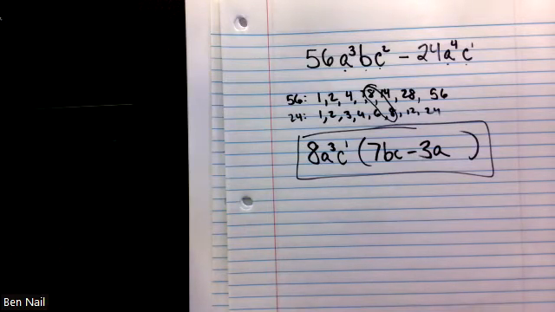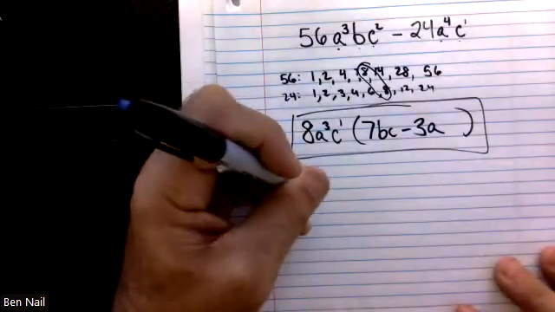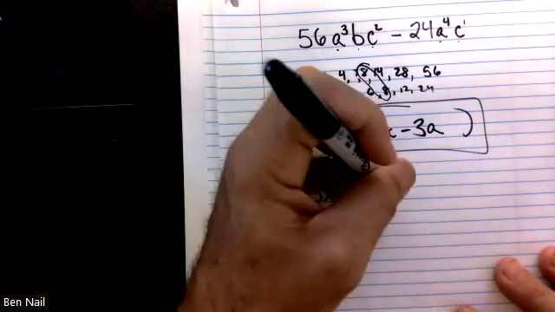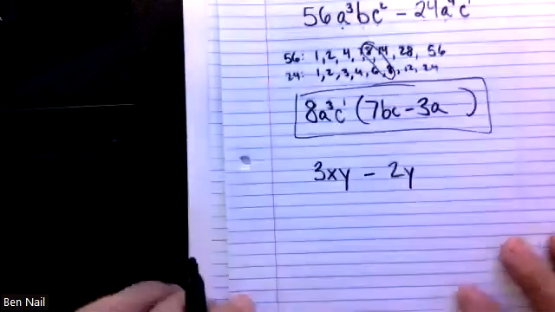Now, there are lots of things they can do to make this trickier. They can give you bigger numbers. They can give you more terms. They can give you more variables. They can make this tricky in a lot of ways. Another thing that they will do is give you a quantity. So, for example, I just kind of want to show it this way. Let's say we had 3xy minus 2y.